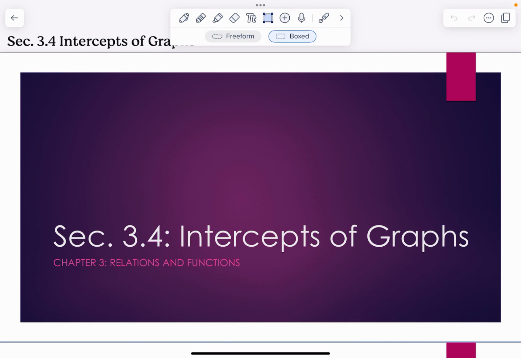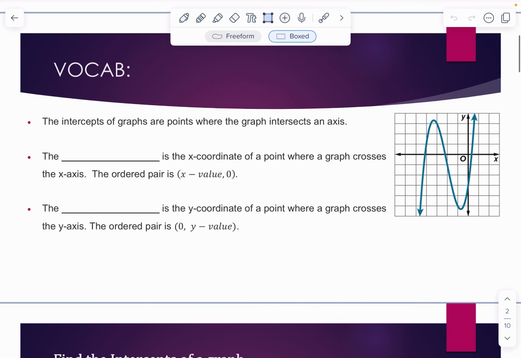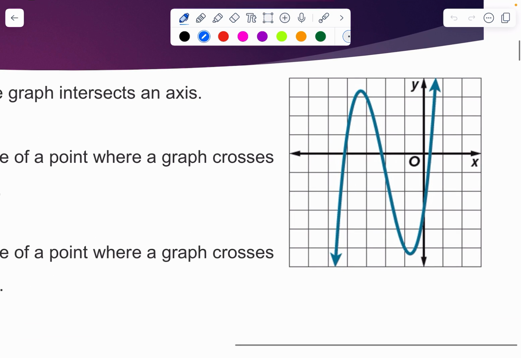We are continuing here with chapter 3. We're now going to go to 3.4, which is intercepts of graphs. So intercepts of a graph are points where the graph intersects an axis. Remember, when we look at a graph, we have two axes. We have the x-axis, which is the horizontal one, and we have the y-axis, which is the vertical one.